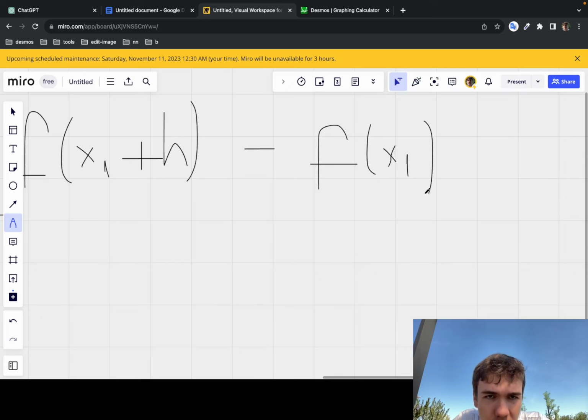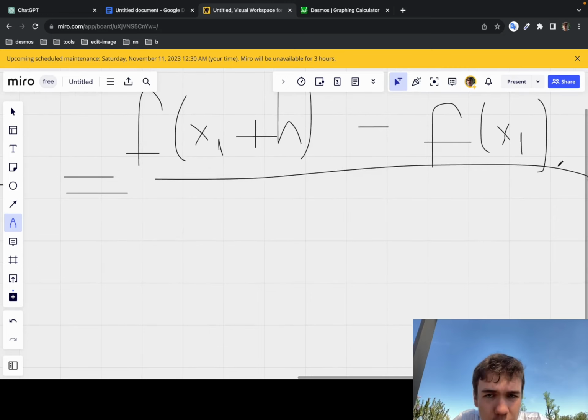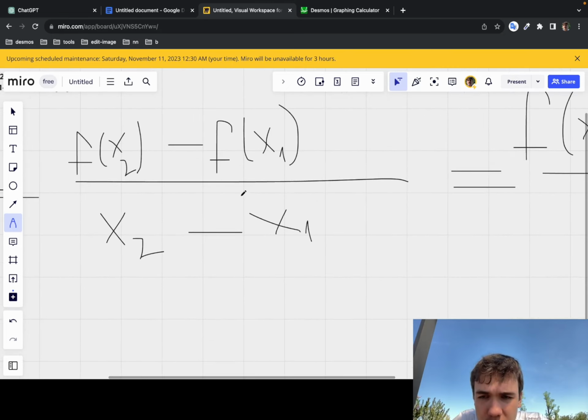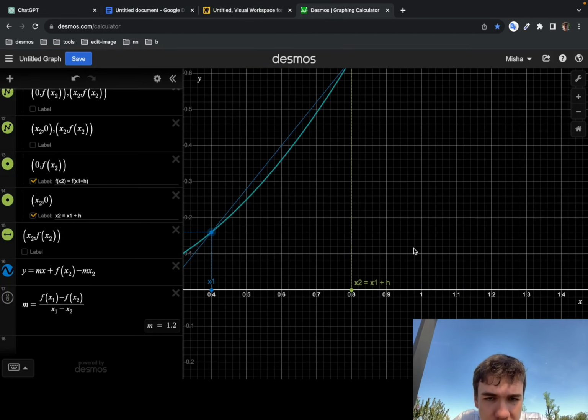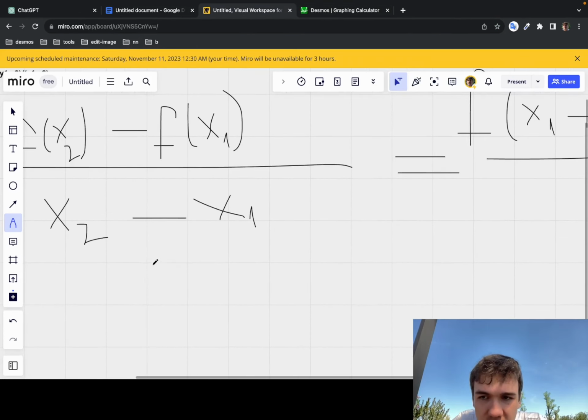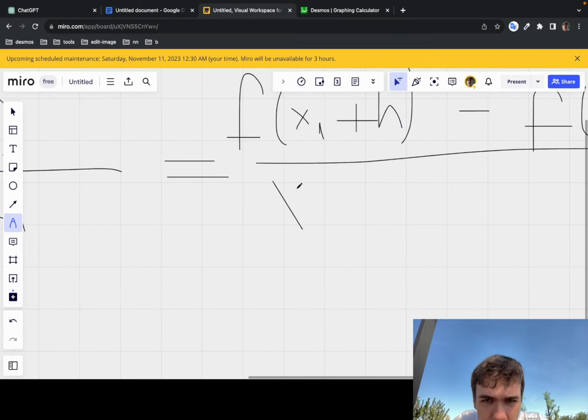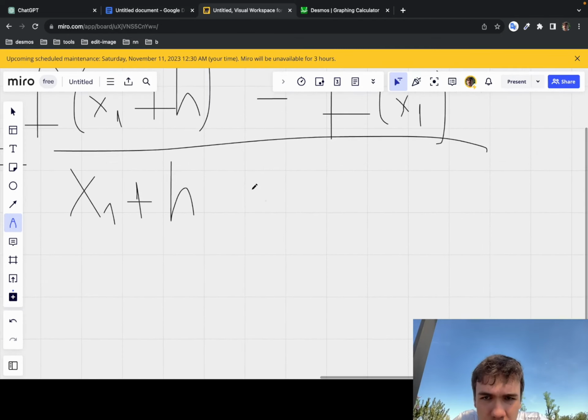Then over, this is the rise over run. So what is our run? What is x2? Here I said it correctly: x2 is equal to x1 plus h. So instead of x2, I write x1 plus h, and then minus x1.